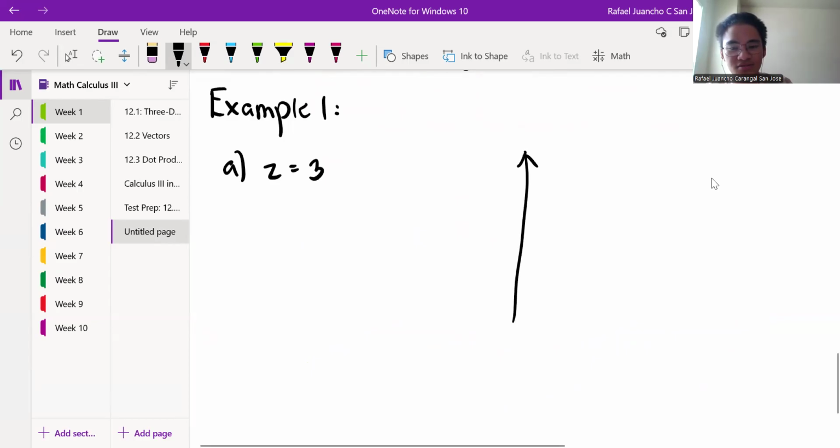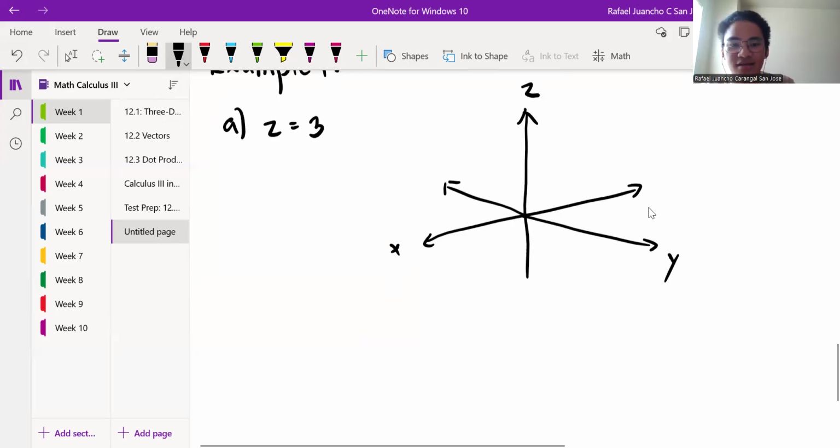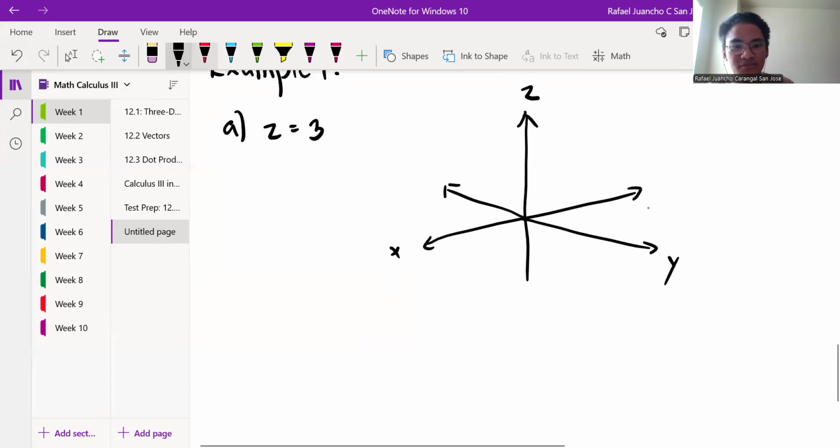Let's draw our XYZ space. Before I used to call it XY plane. Now it's XYZ. And then Z is 3. So that's non-negotiable. Z is 3. Let's put it here. Z is 3.